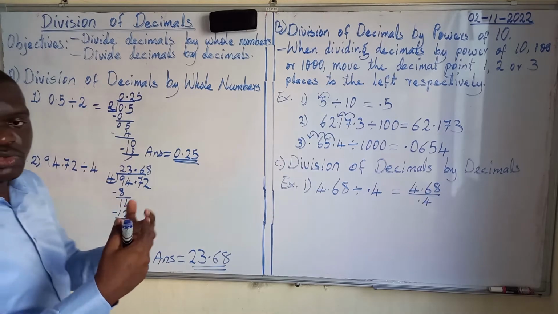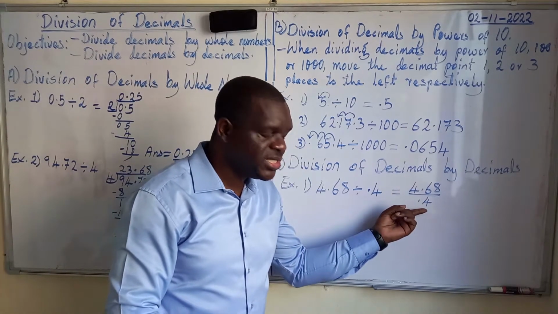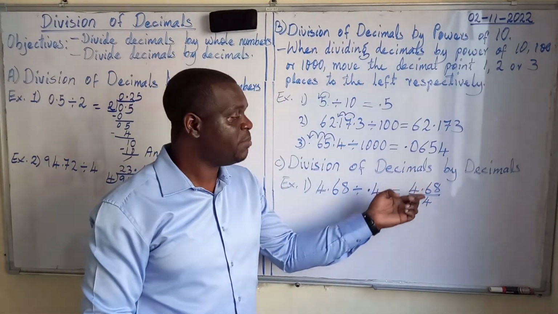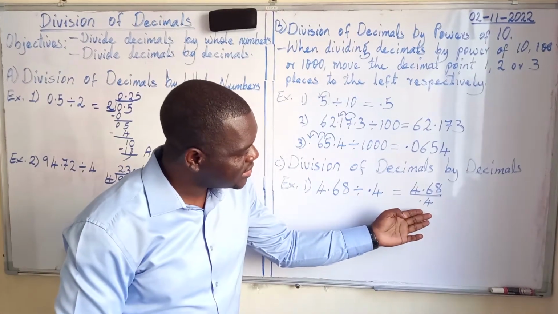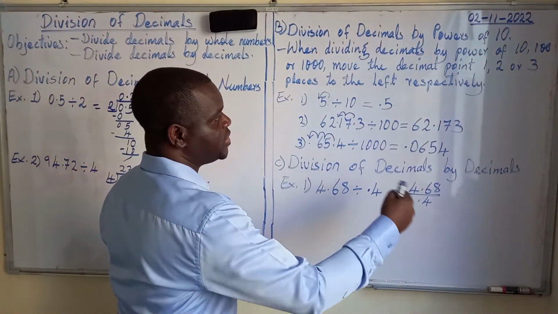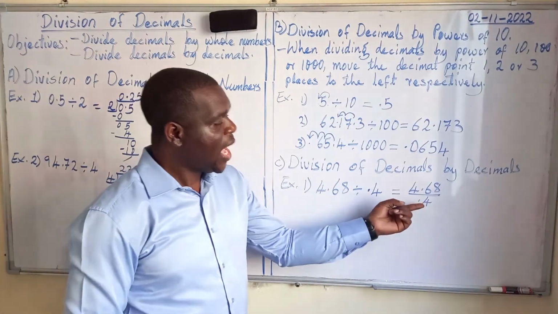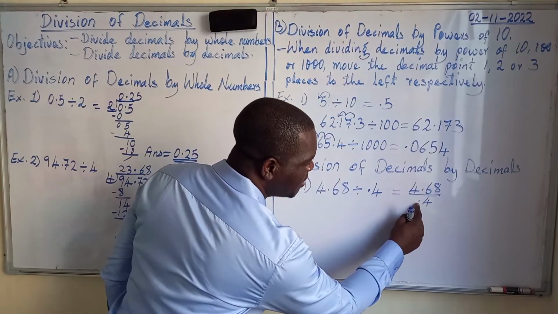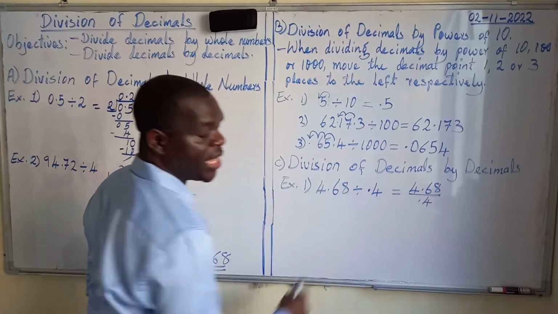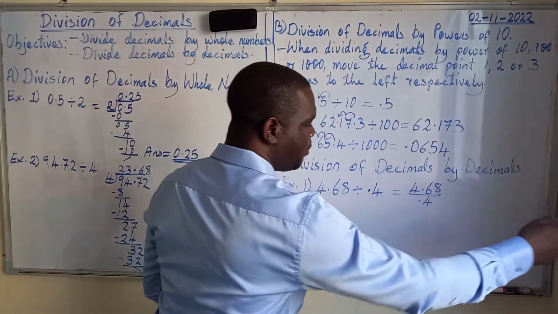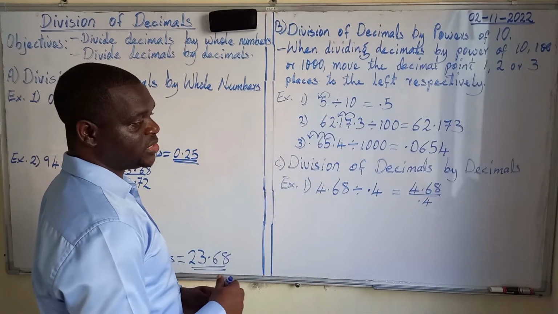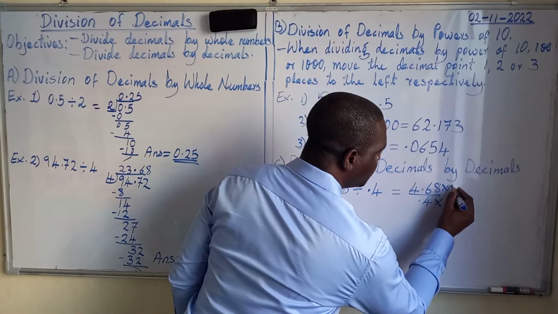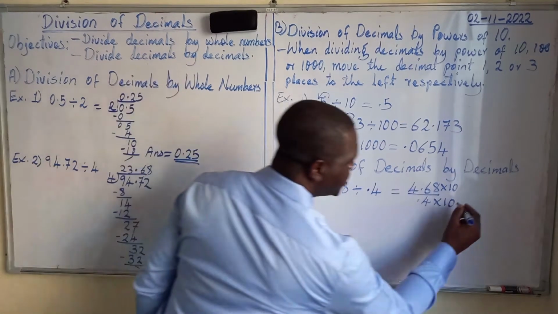So what we can do to easily solve this is to change the divisor into a whole number, and we can divide our decimal by a whole number. In this case, with our knowledge of multiplication by power of 10 and division by power of 10, how can we change this to a whole number? That is, how do we move the decimal point from here in front of 4 so that 4 becomes a whole number? If you want to move the decimal point to the right, that is simply multiplication. And for that reason, we multiply the divisor by 10 and equally multiply the numerator by 10.